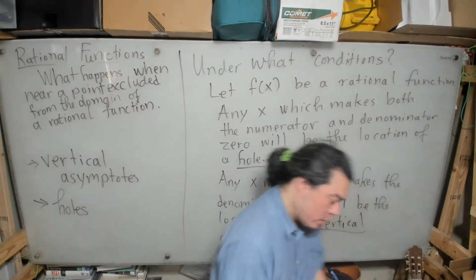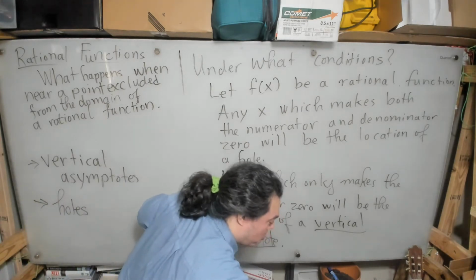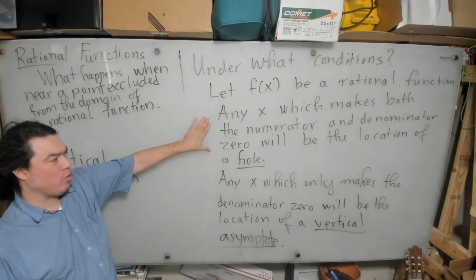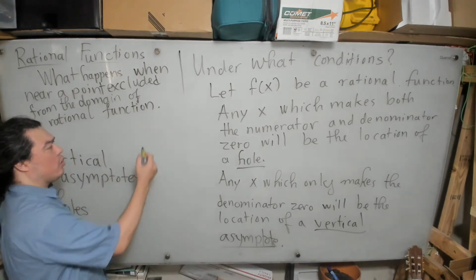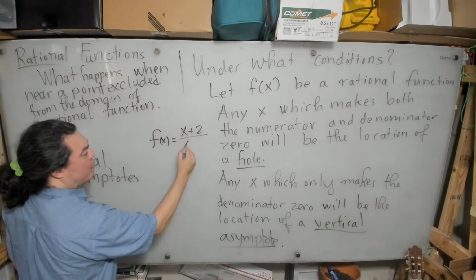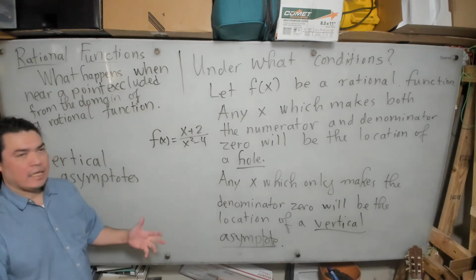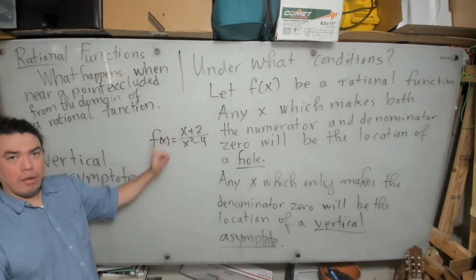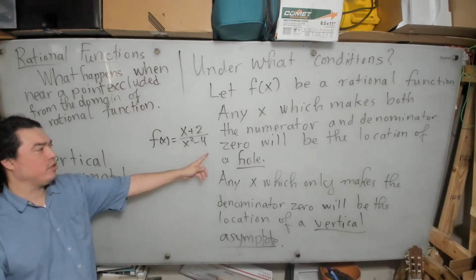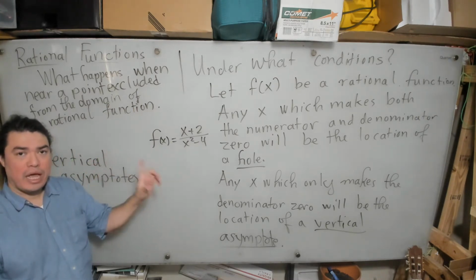Okay. Now we have seen both of these cases in the domain video, but just briefly on the side before I go into my 4 carefully prepared examples, you might say, okay, any x which makes both the numerator and denominator 0 will be the location of a hole. So if you think back to our domain examples, we remember that f of x equals x plus 2 divided by x squared minus 4. We can see that the value x equals negative 2 makes the top 0, but x equals negative 2 also makes the bottom 0. For negative 2 squared is positive 4, and 4 minus 4 is 0. So we can see that at x equals negative 2, we will have a hole.